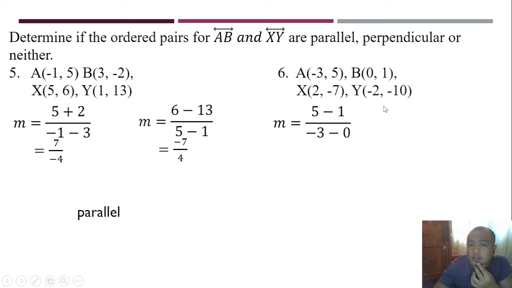Slope of line AB is 5 minus 1 all over negative 3 minus 0. 4 over negative 3. Negative 4 thirds. That's the slope for line AB. How about the slope of line XY? Negative 7 plus 10 over 2 plus 2 is 3 over 4.